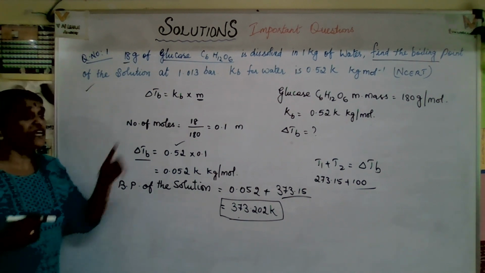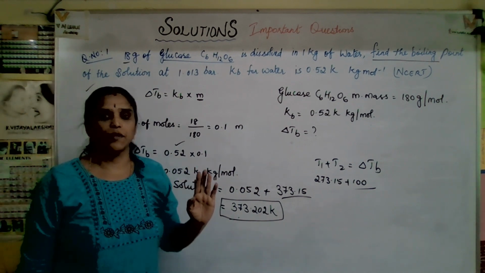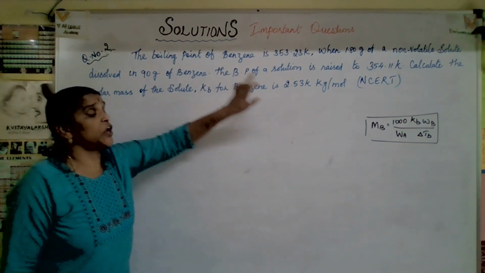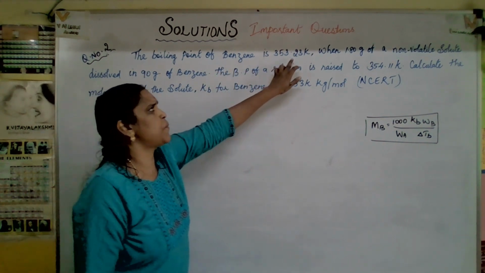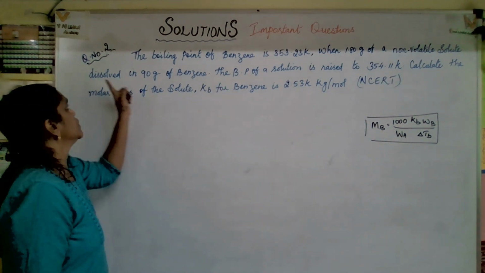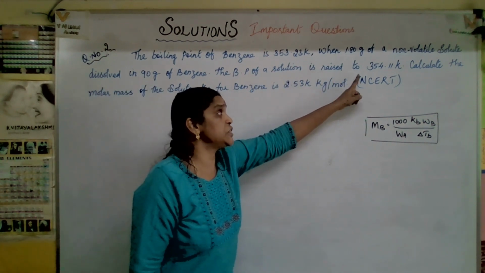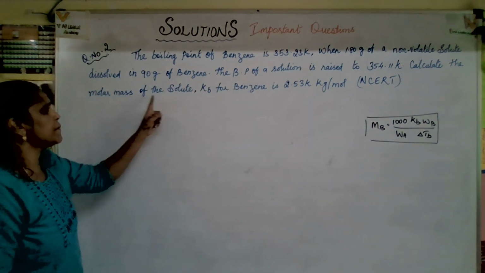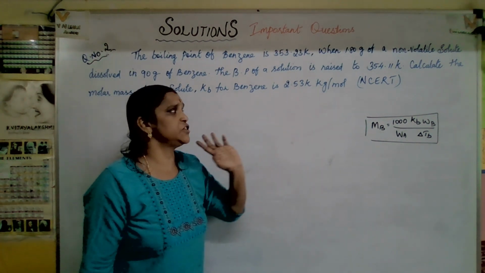Okay, let us discuss one more sum related to the elevation of boiling point, which is very important for the board. The boiling point of benzene is 353.23 Kelvin. When 1.80 gram of a non-volatile solute is dissolved in 90 gram of benzene, the boiling point of the solution is raised to 354.11 K. Calculate the molar mass of the solute. Kb for benzene is 2.53 kg per mole.